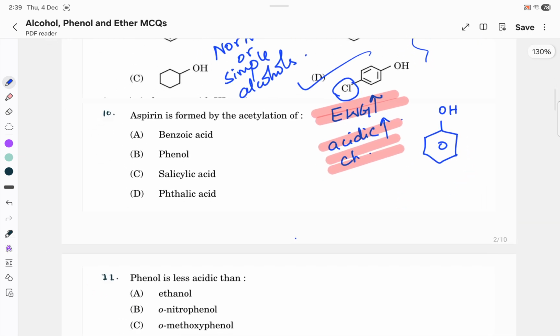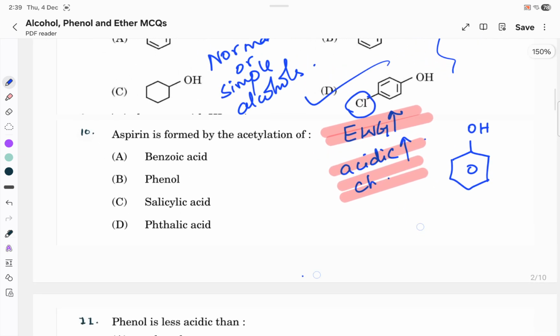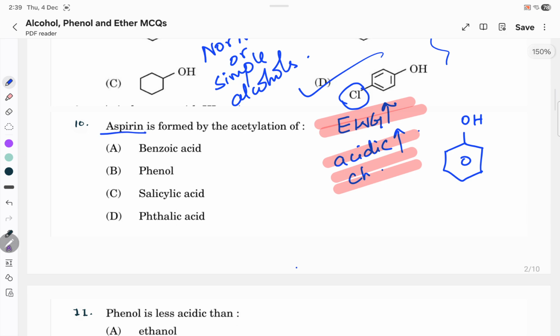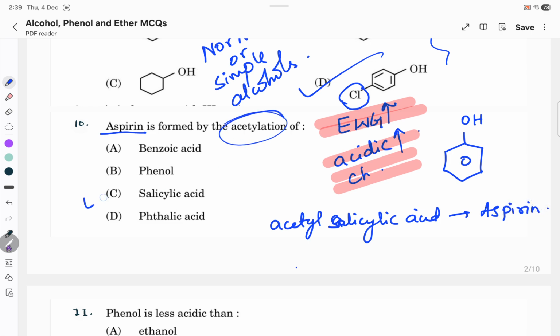Next, aspirin is formed by the acetylation of. Aspirin is nothing but acetyl salicylic acid. So acetylation of salicylic acid will give you aspirin.